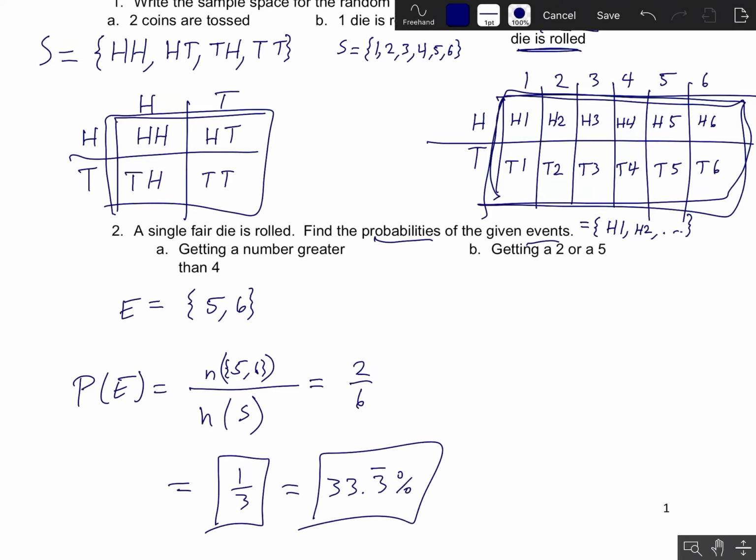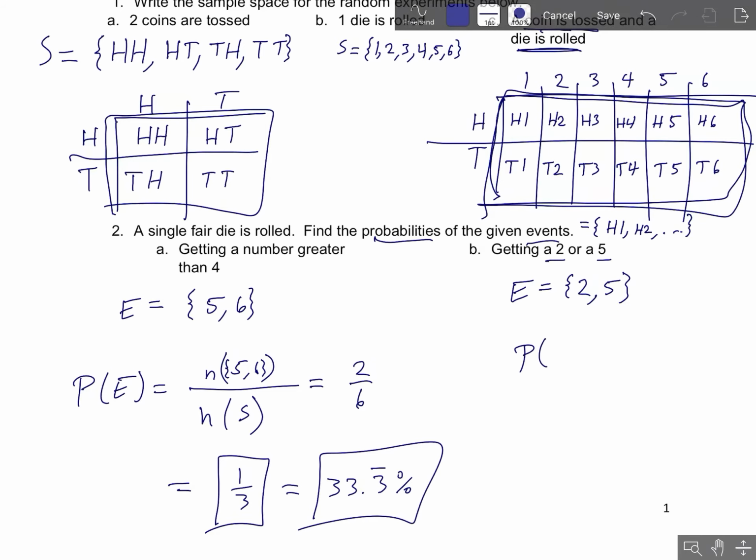I'm normally just going to leave my probabilities as some number between 0 and 1. But if you prefer the percentage, then that's totally fine. Similarly, if you want to know the probability of getting a 2 or a 5, then you would list the outcomes that you're happy with. So my event in this case is 2 or 5. Those are the 2 outcomes we're happy with.